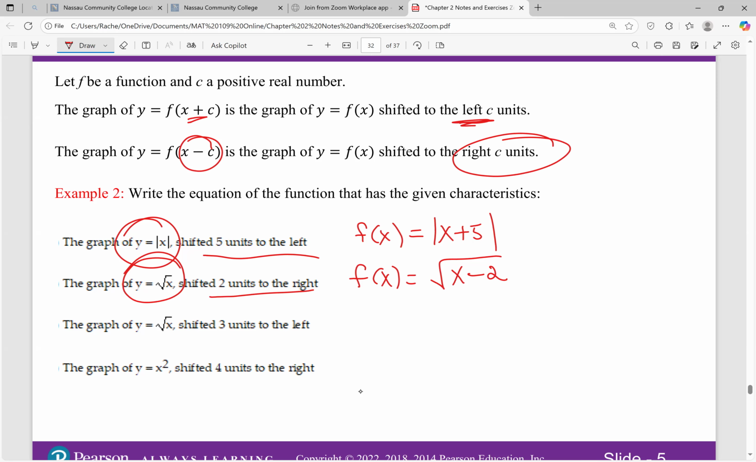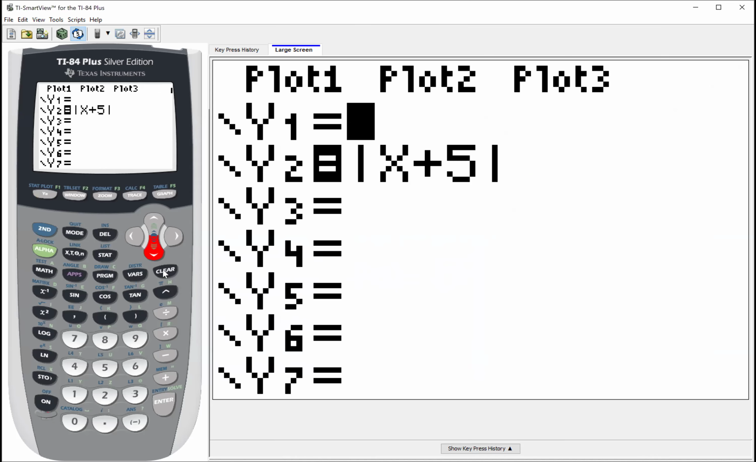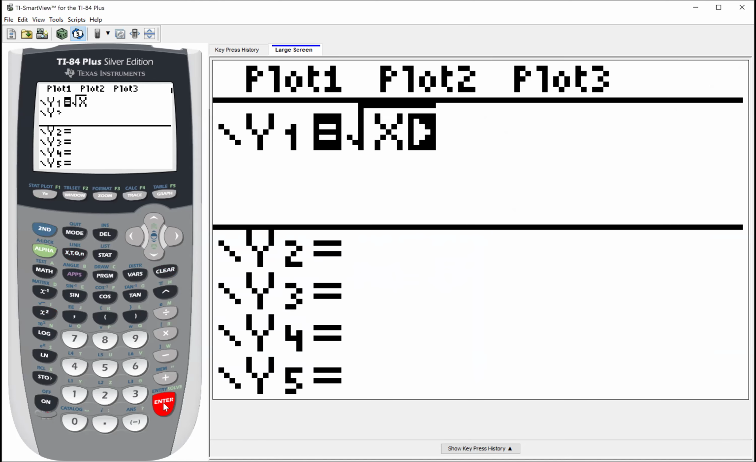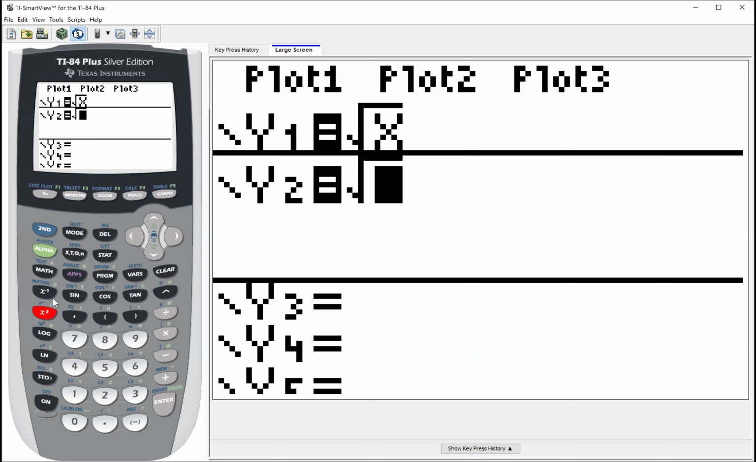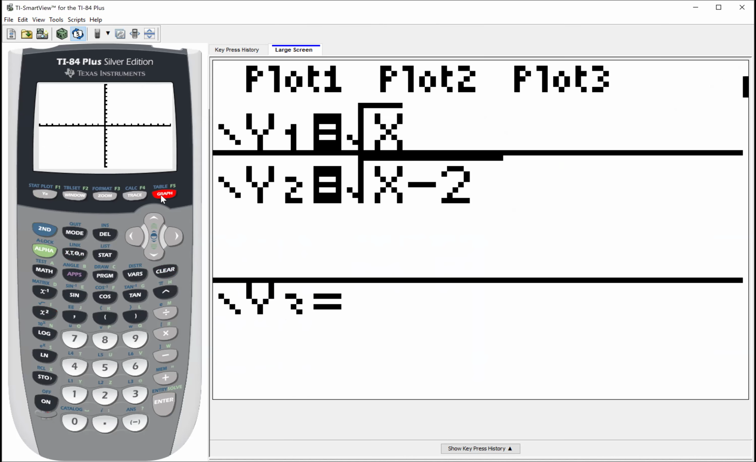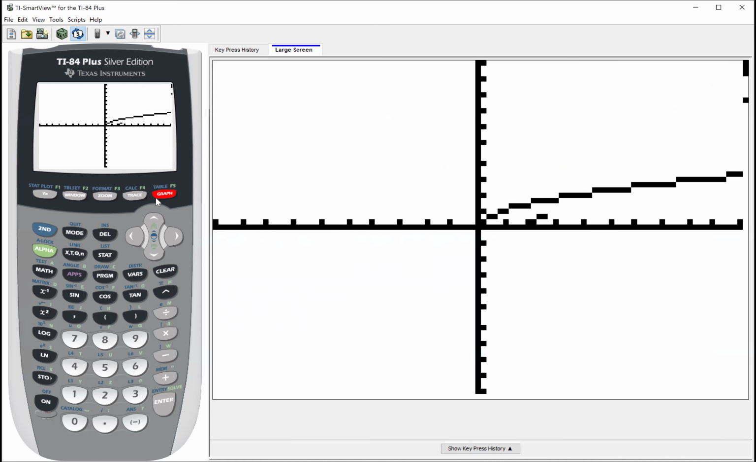And we'll graph one more. We're not going to graph all of these just because of time, but I feel like we've graphed a bunch so far, so you should be getting the hang of it. We'll finish the other ones, but let's just graph this one. So let's graph the square root of x. And now we're going to graph the square root of x minus 2, since we're going to the right 2 units. So there's square root of x, and there's the square root of x minus 2.